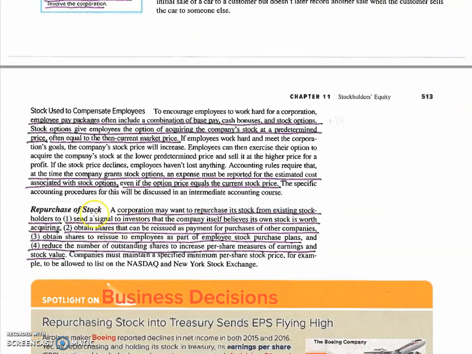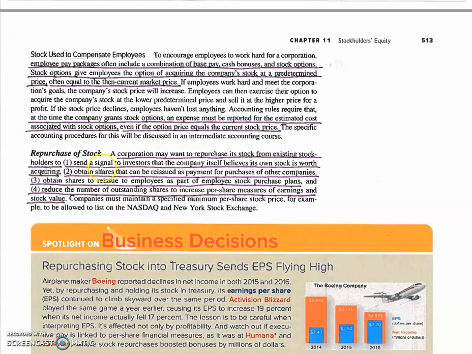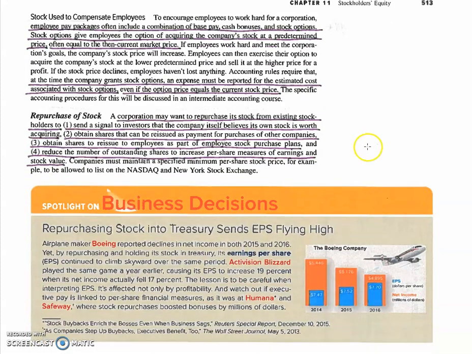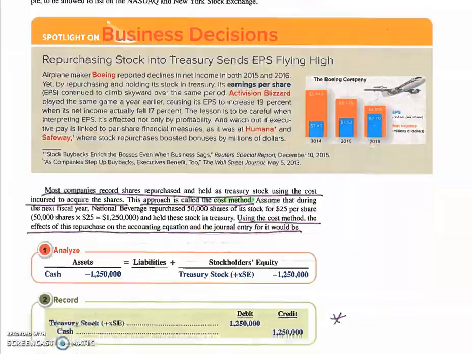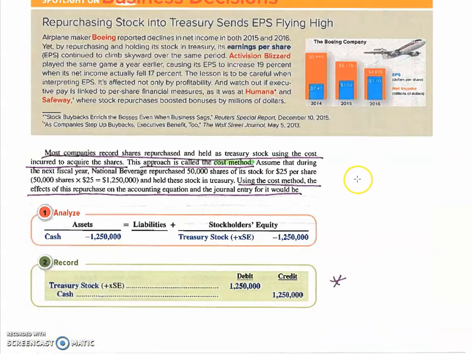Okay, they move down here to the repurchase of stock, and that's where we get into treasury stock. And they deal with the issue here of why would a corporation repurchase its own stock? And I'm really not going to get into that. That's finance issues. That's really not a concern from accounting. From an accounting standpoint, we're just concerned with how do we account for it. And the most common method is what's called the cost method. And we just account for it at cost.